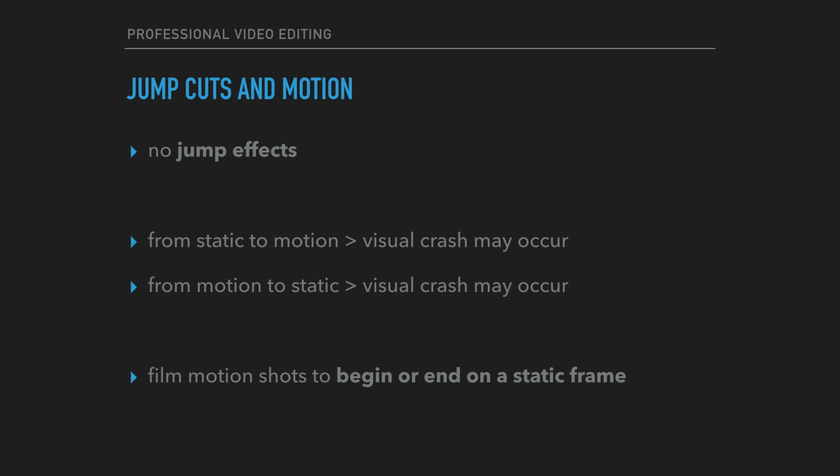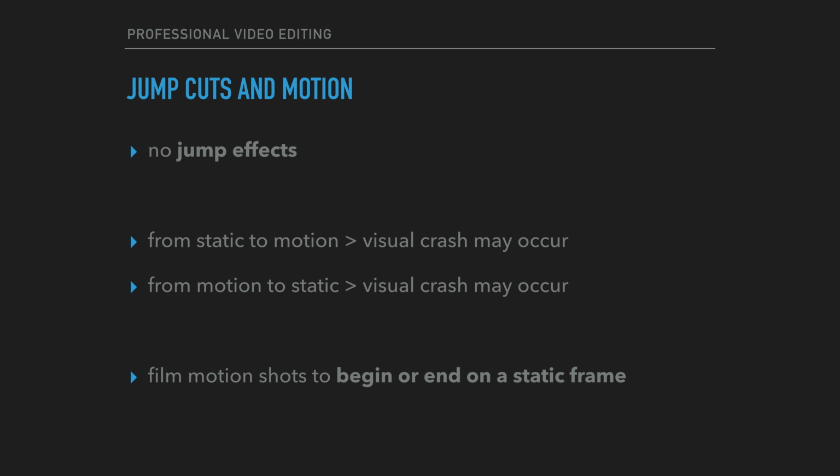The production team must be careful to plan and film in such a way so as to not lock the editor into having to put together footage which exhibits any jump effects. The production crew will provide footage of shots that are in motion and also shots that are static. Sometimes the motion shots will begin and end on a static frame, and sometimes they will not. When cutting from a static to a motion shot or vice versa, the potential will exist for a visual crash to occur or a jump effect. This will not always be the case, but it is important to consider the effect that may occur.